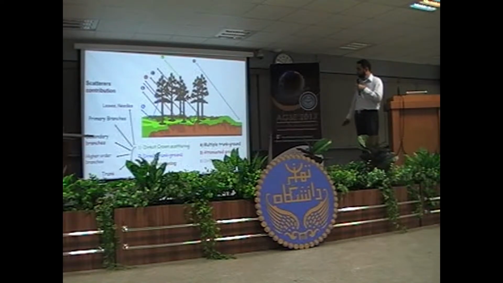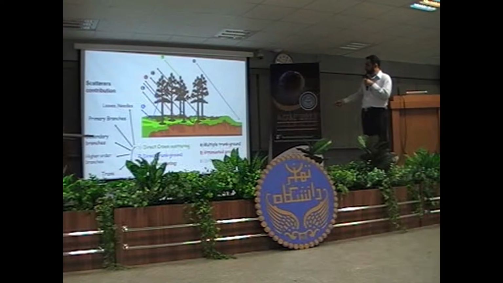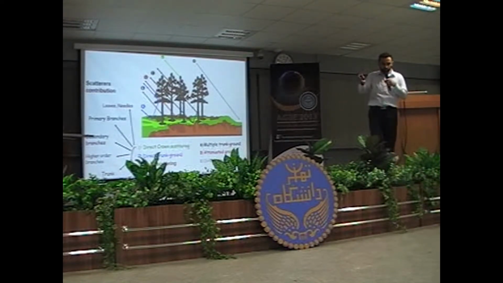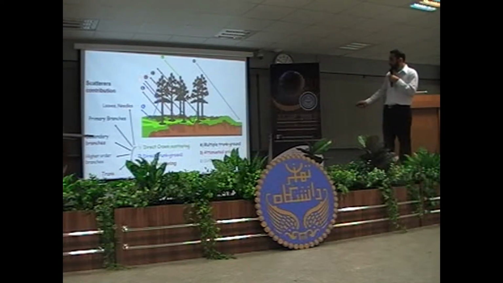Again, the scattered contributions from the forest area are of different types. Maybe one signal is just coming back from the top canopy. Another signal could penetrate and scatter inside the canopy and then come back to the antenna. Another one could bounce to the ground, maybe have a double bounce with the tree, and then come back to the antenna.